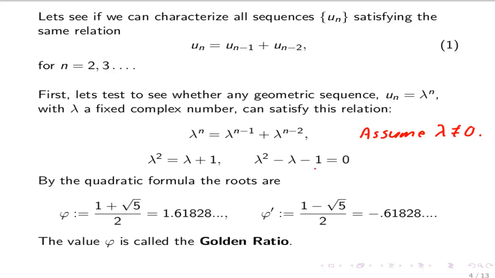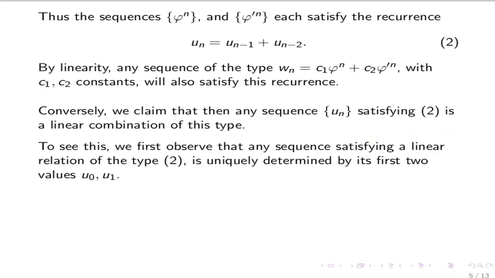Turn this into a quadratic equation. And then by the quadratic formula, we have two values of lambda that work. So 1 plus the square root of 5 over 2 and 1 minus the square root of 5 over 2. Those are the two solutions to this quadratic equation right here. The first one you've probably encountered. This is called the golden ratio, 1.61828. And then phi prime is just its conjugate value, which is negative 0.61828. So the sum of these two numbers adds up to 1, which of course is governed by the fact that you have a 1 right here in front of the lambda term. So we have two geometric sequences that satisfy the recurrence.